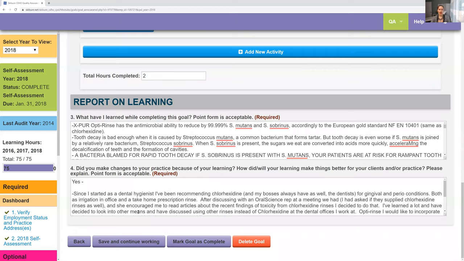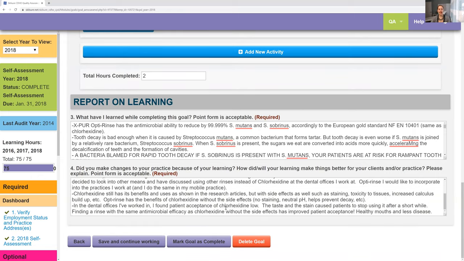And then look at how down here, did you make changes to your practice because of your learning? Very specific. So just an example, it says here, since I started as a dental hygienist, I've been recommending chlorhexidine, and my bosses always have as well, the dentist, for gingival and perio conditions, both as irrigation in office and take home prescription rinse. After discussing with an oral science rep at a meeting we had, blah, blah, blah. So you see how it's very specific, you guys, and it sounds personable. It doesn't sound like you copied and pasted something. I see a lot of things where it's clearly copied and pasted. Don't do that. You will get in a lot of trouble, okay?